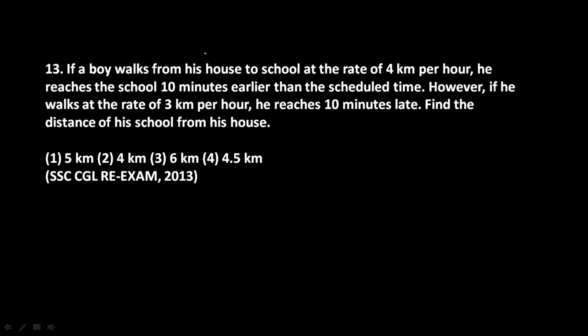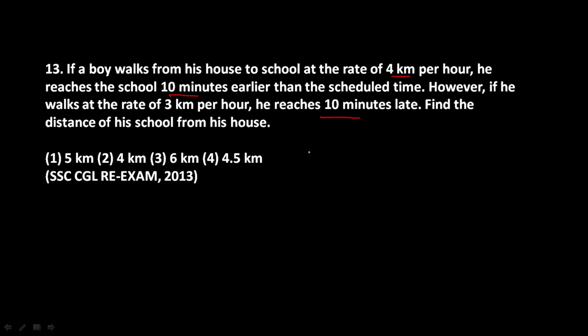Number 13. If a boy walks from his house to school at the rate of 4 km per hour, he reaches school 10 minutes earlier than the scheduled time. However, if he walks at the rate of 3 km per hour, he reaches 10 minutes late. Find the distance of his school from his house.